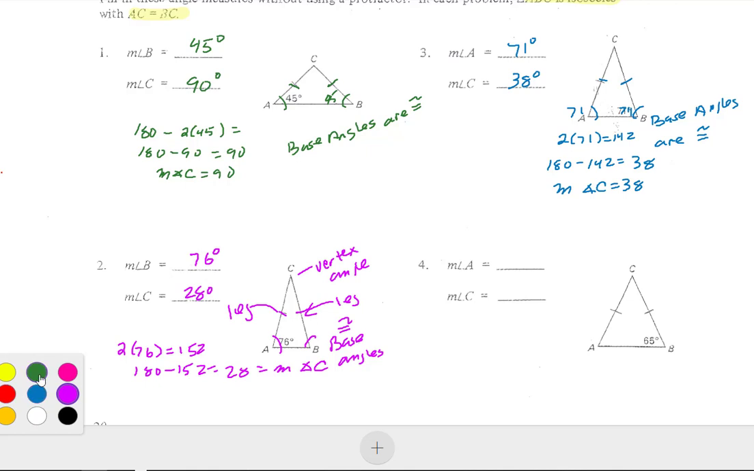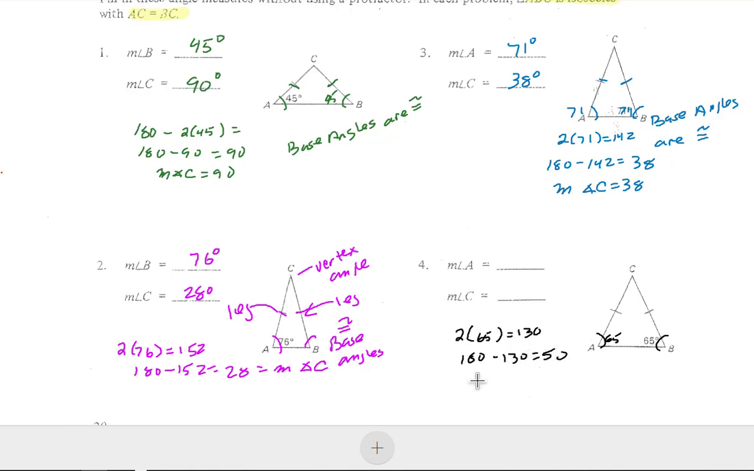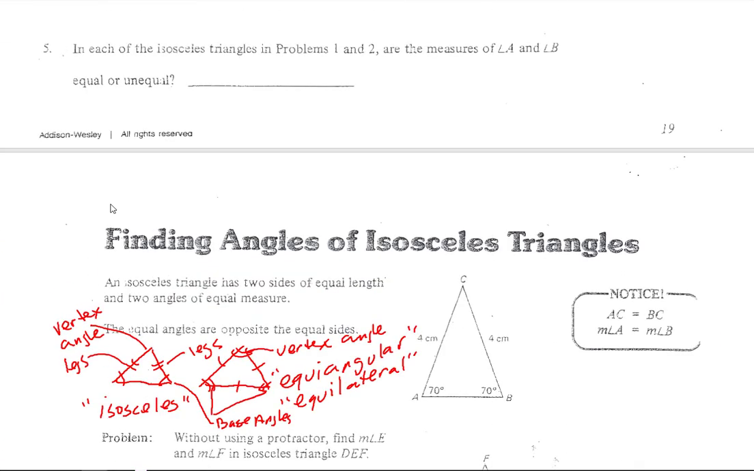C. In the number 4 triangle, we've got a 65 degree base angle, so the other angle must be 65 degrees. And 2 65s is 130. 180 take away 130 gives us 50 degrees for the vertex angle at C.